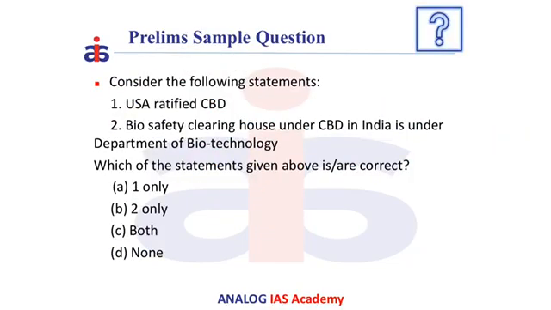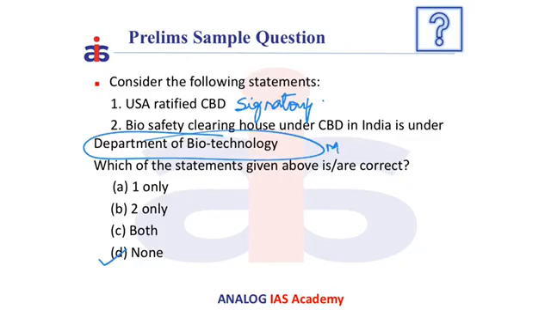Now let us solve this question. Consider the following statements. First, USA ratified the Convention on Biodiversity. Second, the Biosafety Clearinghouse under CBD in India is under the Department of Biotechnology. The correct answer is D, none. As we have seen, the USA is only a signatory and has not ratified the CBD, and the Biosafety Clearinghouse is under the Ministry of Environment and not the Department of Biotechnology.